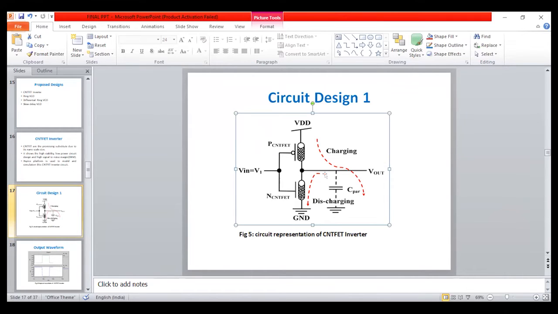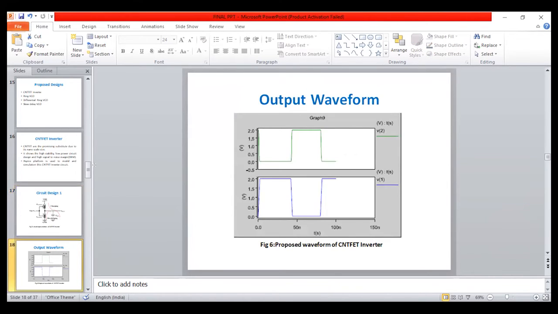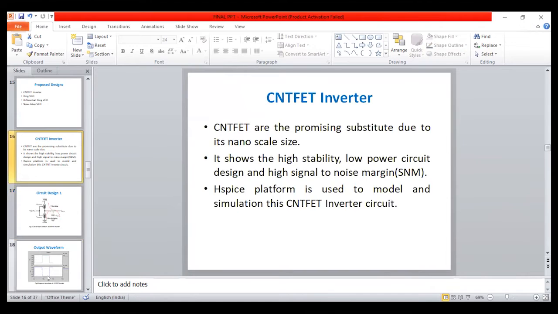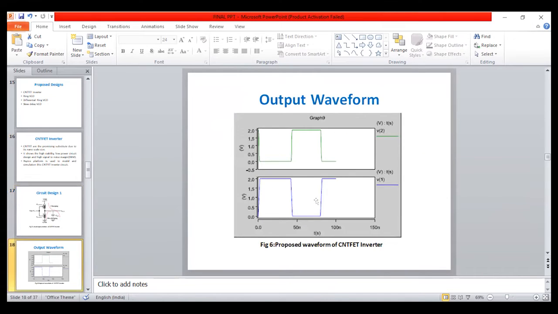This is the capacitor for charging and discharging. Here we get this type of inverting because it is an inverter, so we get the output in inverting form. As we see in the waveform, we get this output.